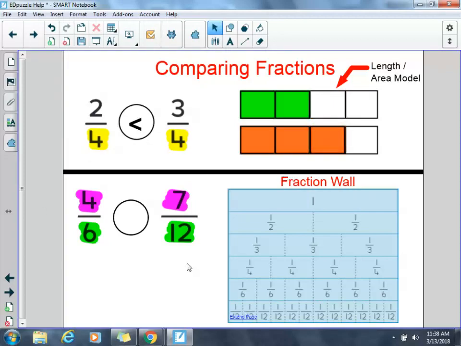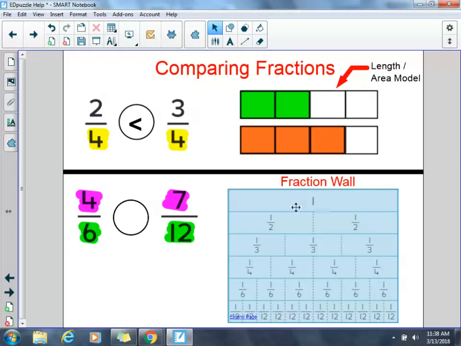Now what we're going to start getting into today is your numerators are no longer the same number. Neither are your denominators, okay? So that means your pieces aren't going to be the same size anymore, and you don't have the same number of pieces anymore, okay? But this fraction wall over here can help you, okay? And I call it a fraction wall because it really just looks like a bunch of bricks that have been stacked up on top of each other, kind of like a wall, okay?